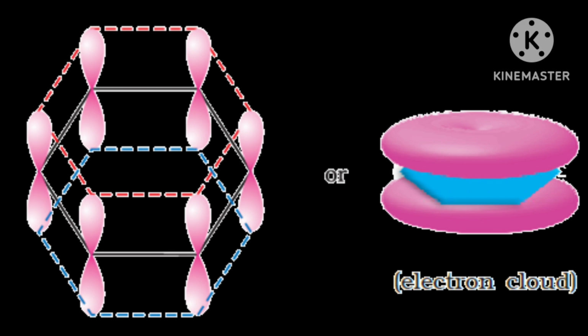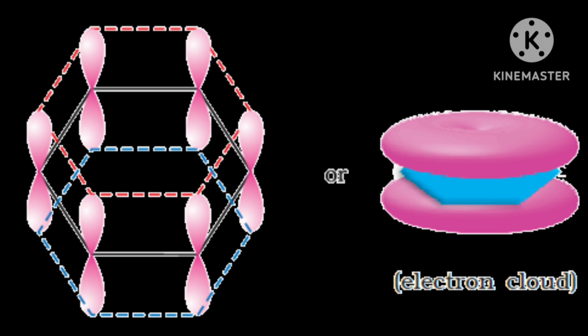Doughnuts of electron cloud, one above and one below the plane of the hexagonal ring. The carbon hexagonal ring is in the middle, and one doughnut is up, one is down. The doughnut rings have electron density clouds, electron clouds, one above and one below the plane of the hexagonal ring. I will try to send this structure.